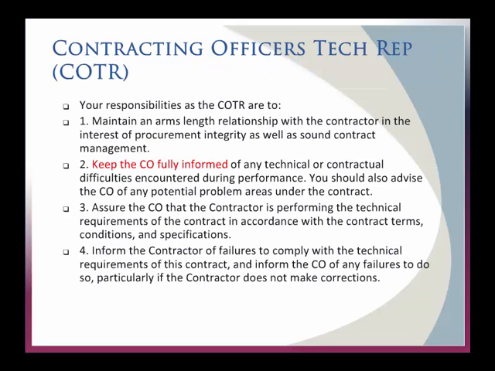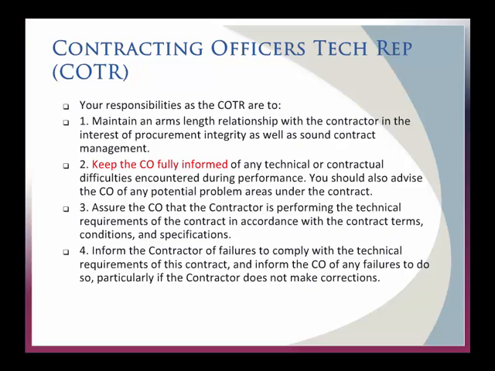Now, this is a job you might have: the contracting officer's technical representative, typically called a COTAR. If you're the COTAR, you have to maintain an arm's length relationship with the contractor in the interest of procurement integrity as well as sound contract management. So, I don't have a relationship with my contractor yet, but I'm the COTAR. I need to not be going to lunch with these guys and discussing the details of what we want, because that could be viewed by another contractor as unfair treatment. How come you got firsthand information and I didn't?